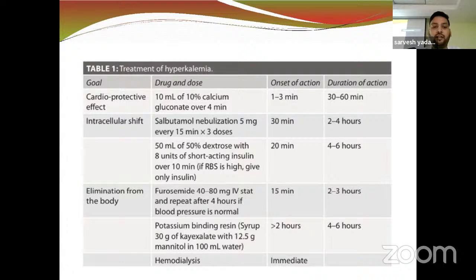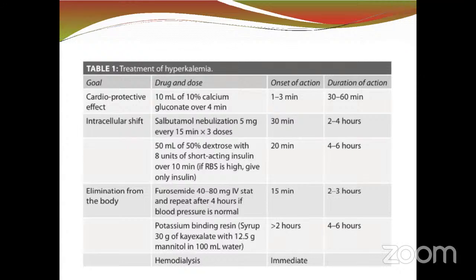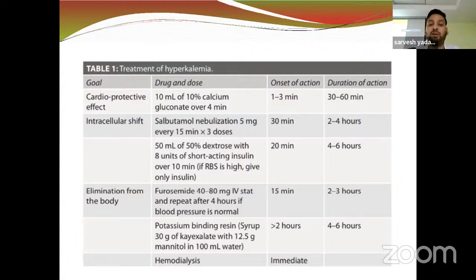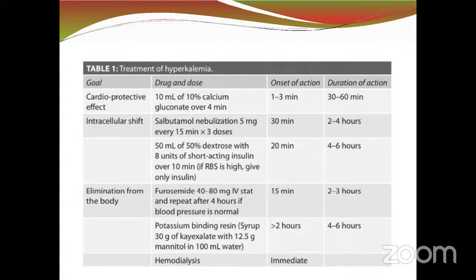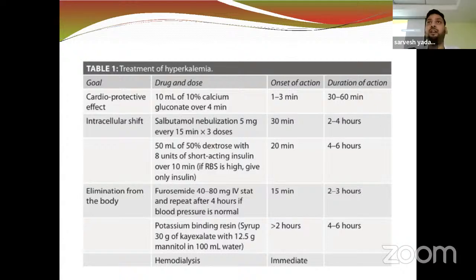To eliminate from the body, furosemide 40 to 80 milligram IV stat and repeated after 4 hours if blood pressure is normal. Also use potassium binding resin, 30 gram of calcium polystyrene sulfonate syrup with 12.5 gram mannitol in 100 ml of water. Hemodialysis is also done in the treatment of hyperkalemia.